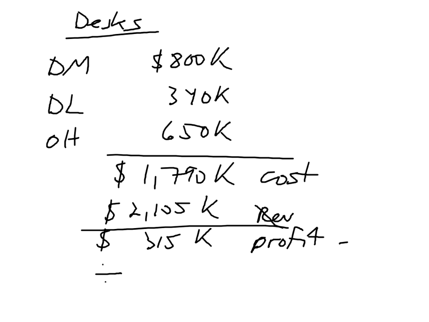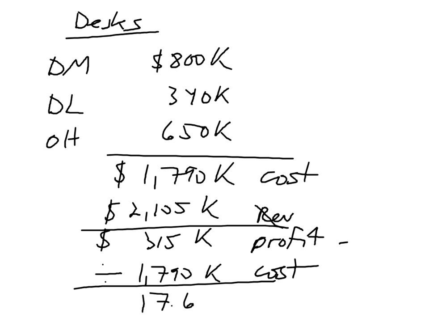If you divide that by your cost, and again that cost is 1,790,000, if you do 315 divided by 1790, you're going to get 17.6%. So our profit margin is different. Remember, in Part A, the profit margin for desks was 25%. We drop a product line, and now our profit margin for desks is 17.6%.